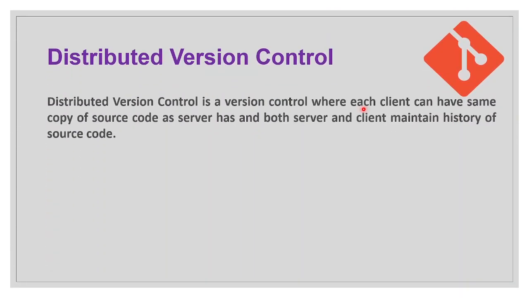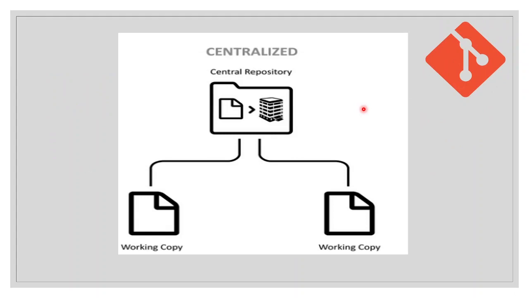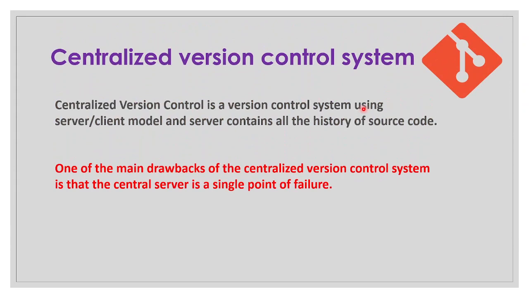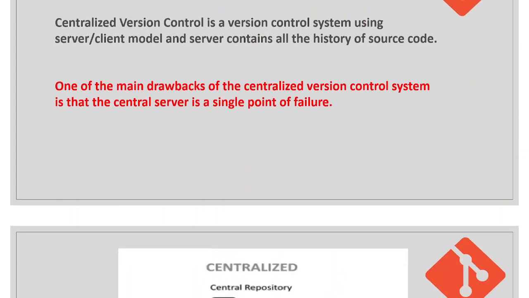And here comes the distributed version control system. This is the version control system where history is also maintained on the local system. So this overcomes the traditional centralized version control system, which is designed on a client-server model, a two-way communication, but with a centralized server. If that server goes down, we cannot perform any operations.